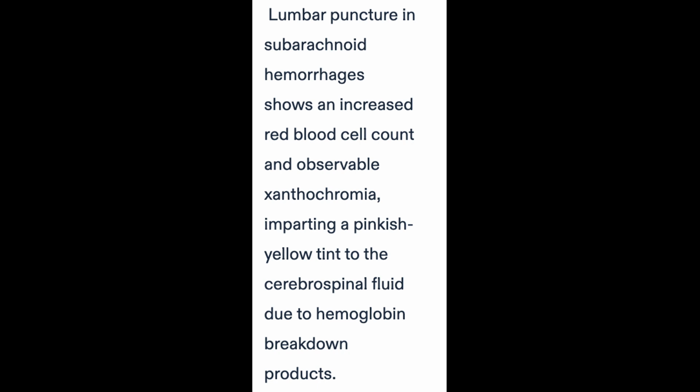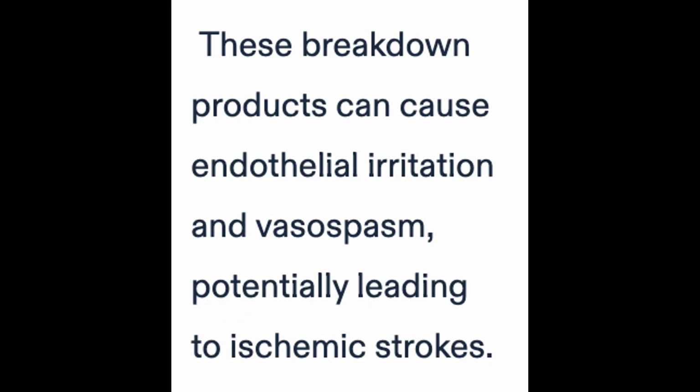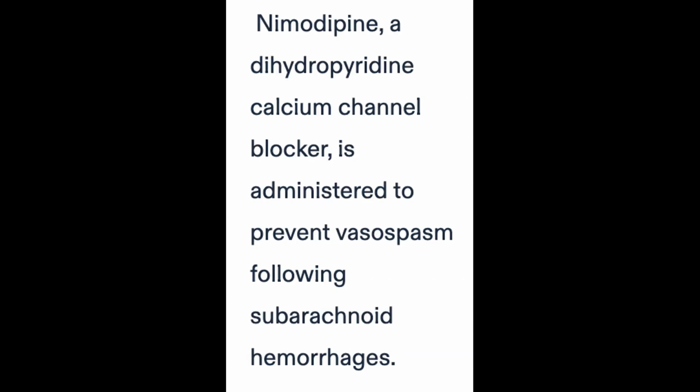Lumbar puncture in subarachnoid hemorrhages shows an increased red blood cell count and observable xanthochromia, imparting a pinkish-yellow tint to the cerebrospinal fluid due to hemoglobin breakdown products. These breakdown products can cause endothelial irritation and vasospasm, potentially leading to ischemic strokes. Nimodipine, a dihydropyridine calcium channel blocker, is administered to prevent vasospasm following subarachnoid hemorrhages.